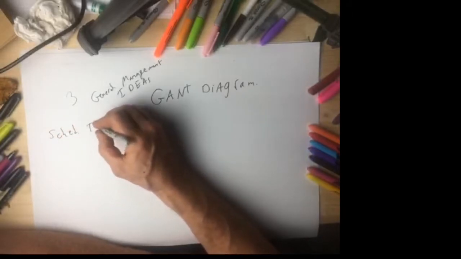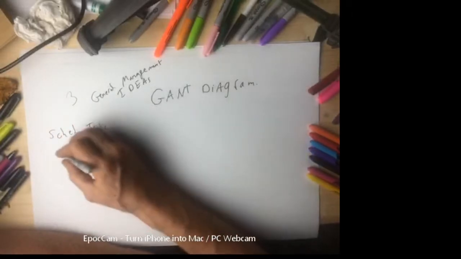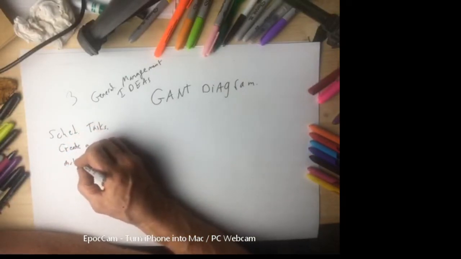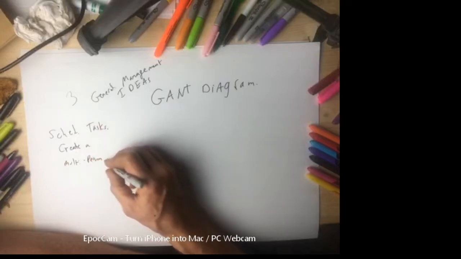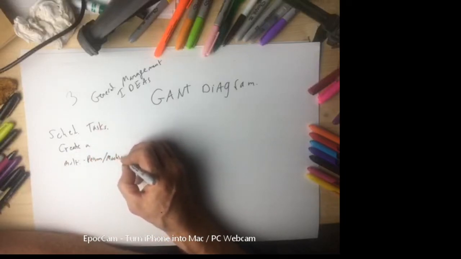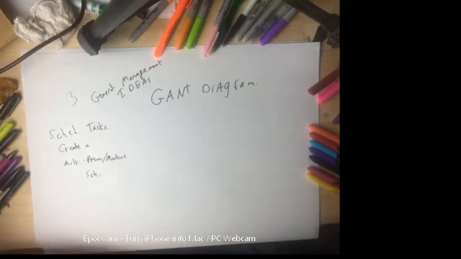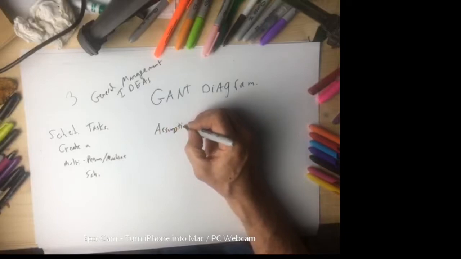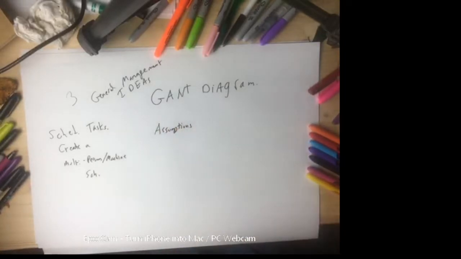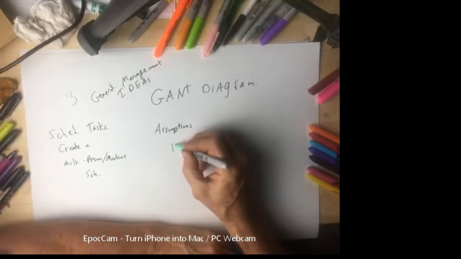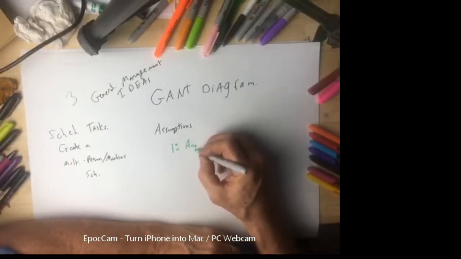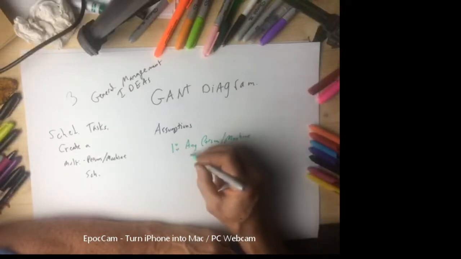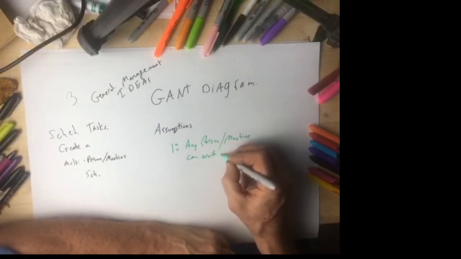tasks and we're going to create a multi-person machine schedule. Now, there's a couple of assumptions, and these assumptions are fairly important. So the first one is any person machine can work on any job.